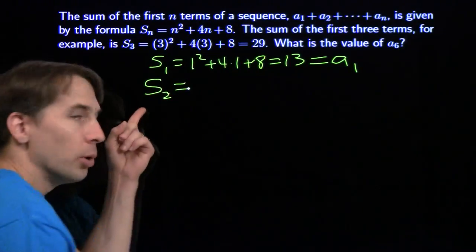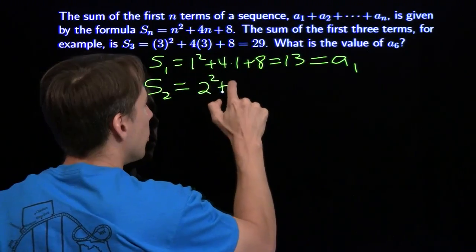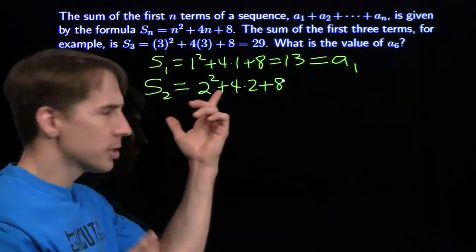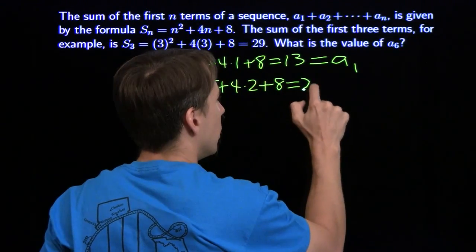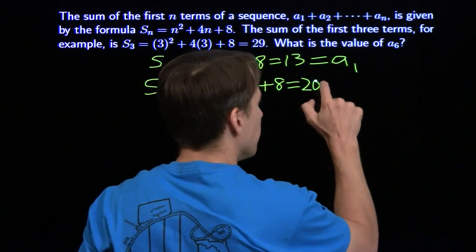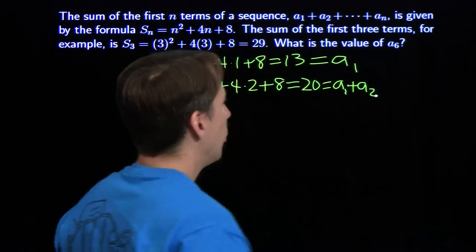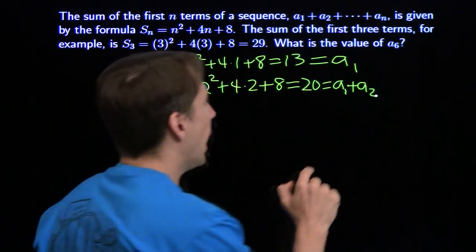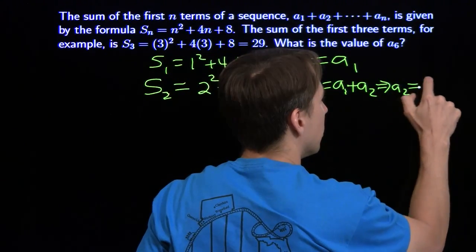So put in 2 for n. Now give me 2 squared plus 4 times 2 plus 8. 2 squared is 4, plus 4 times 2 is 8. I guess it's 12 plus 8 is 20. And that's S2, the sum of the first 2 terms. And we know what A1 is. A1 is 13, so A2 has to be 7. So this tells me that A2 is 7.